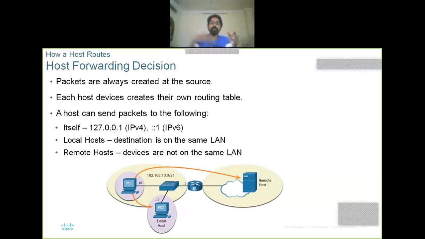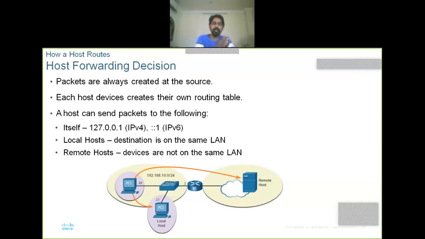Suppose I want to send data to a remote host, how is that packet transferred? Packets are first created at the source. If you are performing a request, this is nothing but generating a packet. So this packet is created at the host. Each host creates its own routing table. That means your laptop also creates a routing table, right? Next, the host sends the packet.